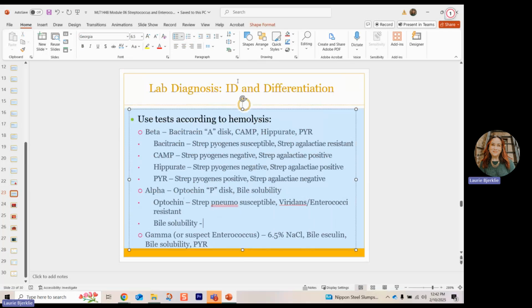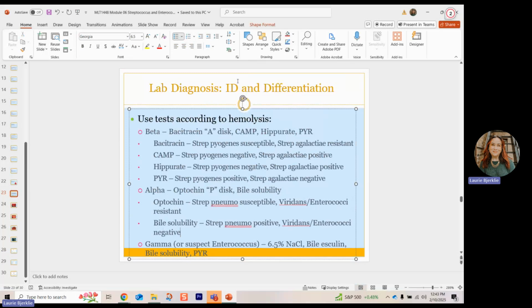Bile solubility is different than bile esculin. Bile solubility, you can do it right on the agar plate. You can add a dropper of that bile solubility reagent, and you can determine if it solubilizes the colonies on the agar plate. Strep pneumo is positive for bile solubility. Its colonies will become soluble under that reagent and clear away. Whereas viridans and enterococci are negative for bile solubility. Again, bile solubility is very different than bile esculin.